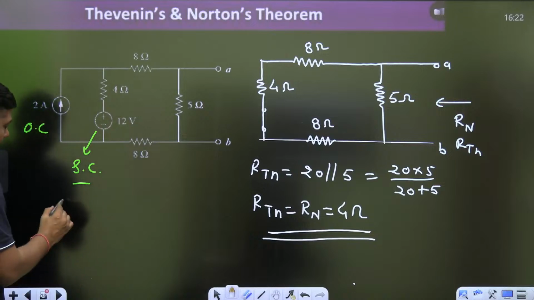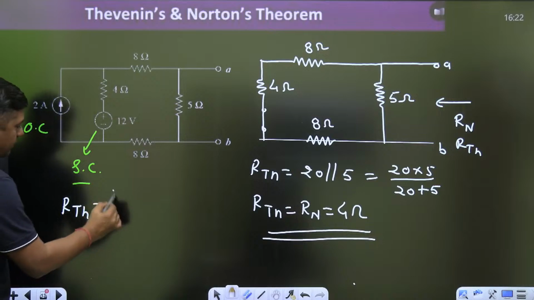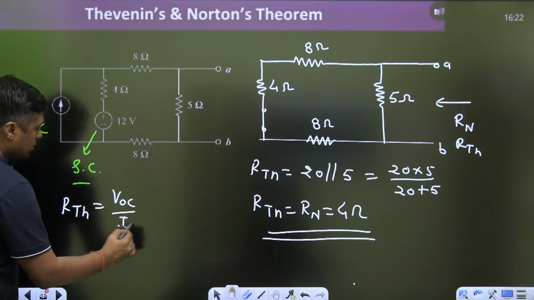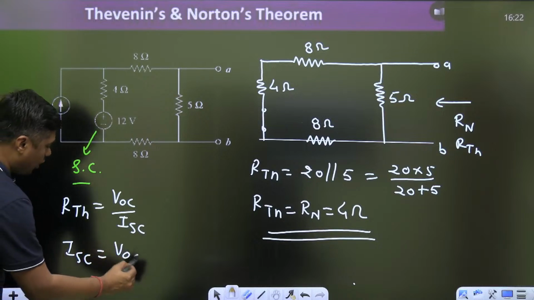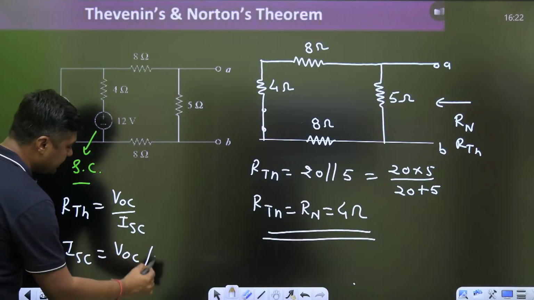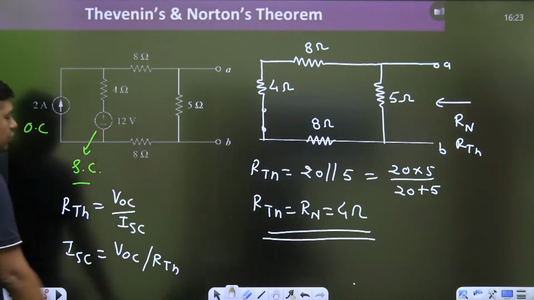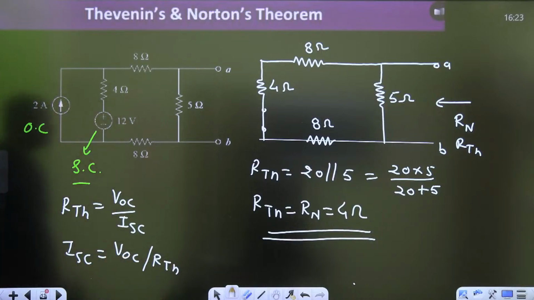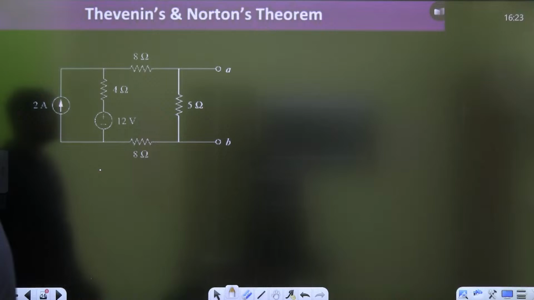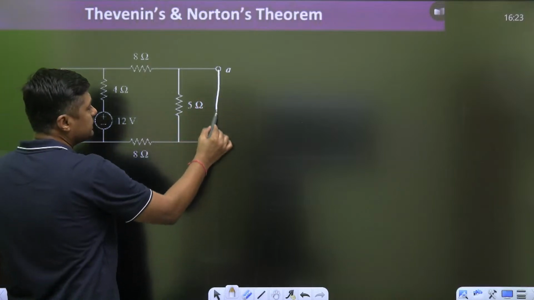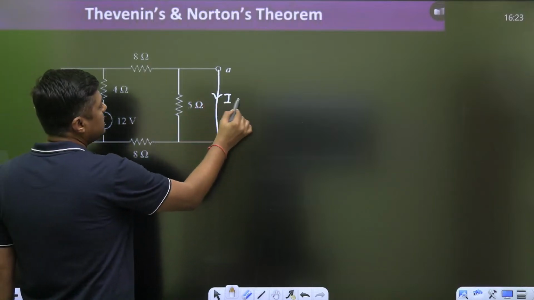We have two methods. For example, because RTH or Rn is equal to VOC upon ISC. So what is the ISC? ISC will become VOC upon RTH. Because already we have the RTH, then VOC upon RTH, or directly you can find the short circuit current. So we are going to use both the methods. Then second, short circuit current: first of all make it short circuit. That will become ISC or IN.